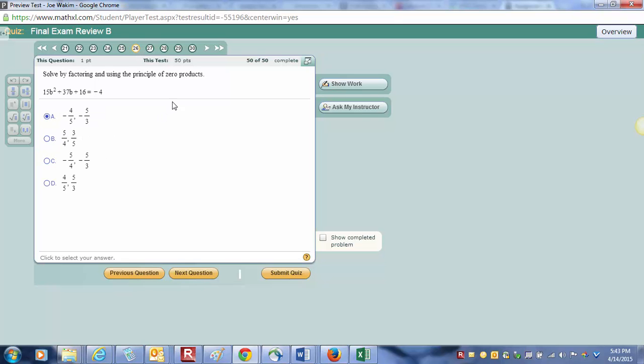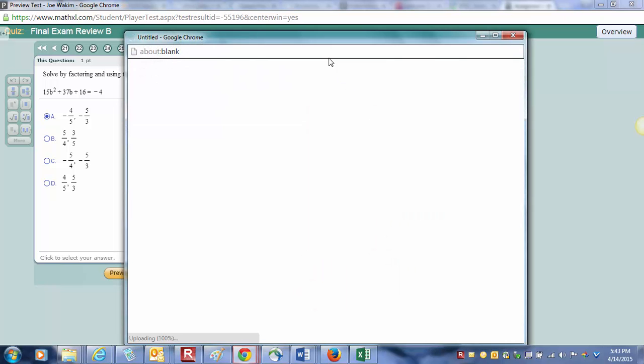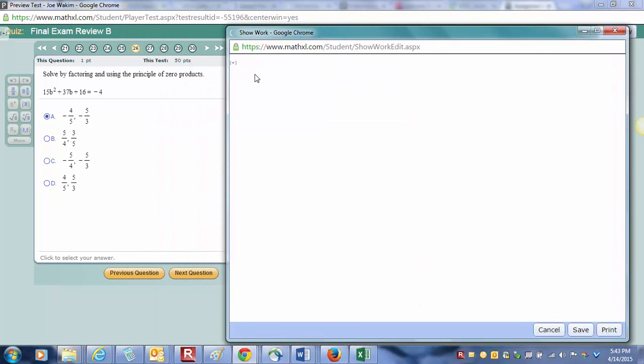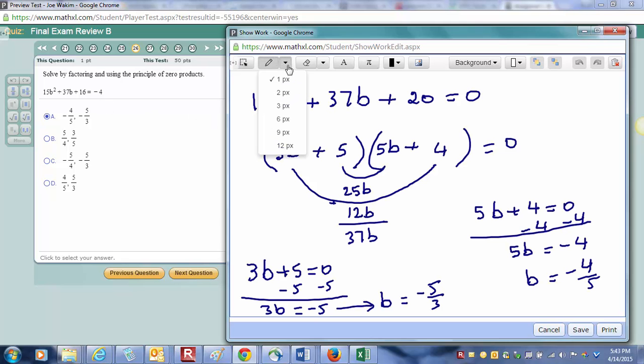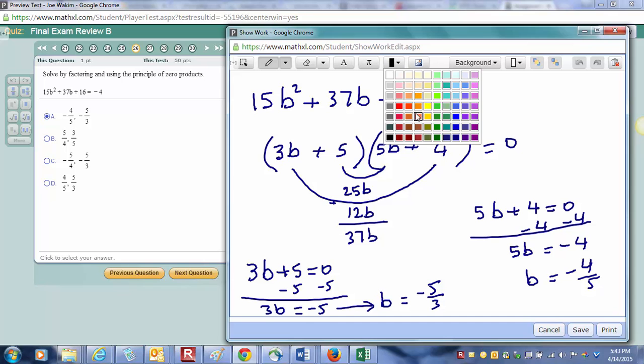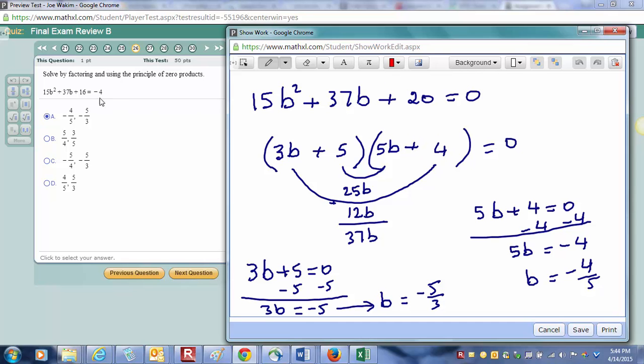Here we have to solve by factoring. So let's see. We have 15b squared plus 37b plus 16 equals negative 4. So the first thing I'd like to do here is add 4 to both sides. So if you add 4 to both sides, you will end up with 24, and this is 0. So this is minus 4 here. So now I have 15b squared plus 37b plus 20 equals 0.